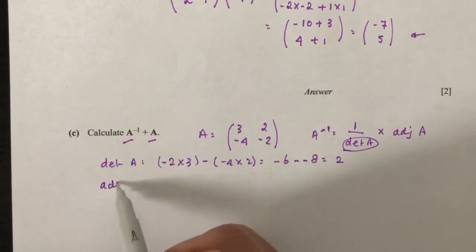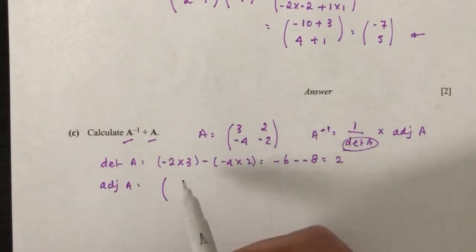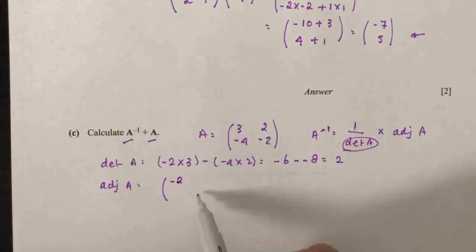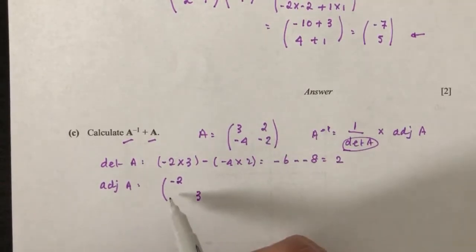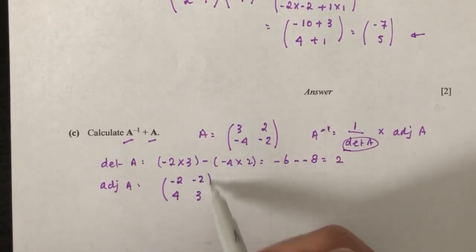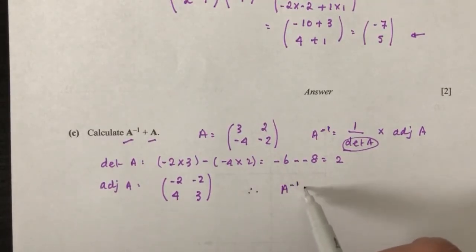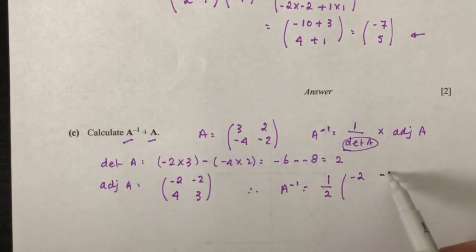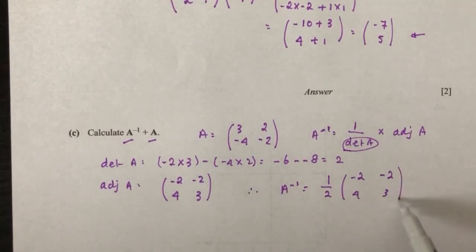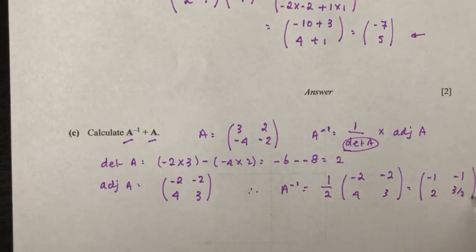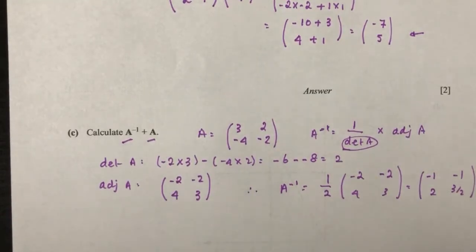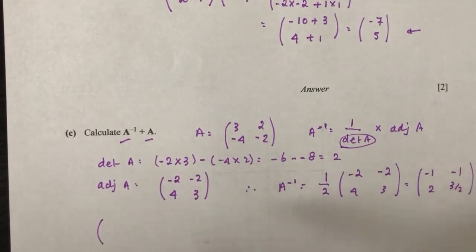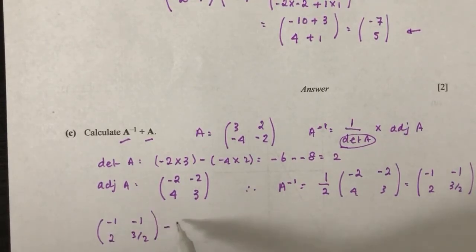Now what is the adjugate matrix of A? You switch the position of these two, -2 goes up, 3 goes down, and the sign of these two changes, so this becomes 4, this becomes -2. So A inverse becomes 1 over 2 times this, which is -2, 4, -2, 3. Simplify, that becomes -1, 2, -1, and 3 over 2.